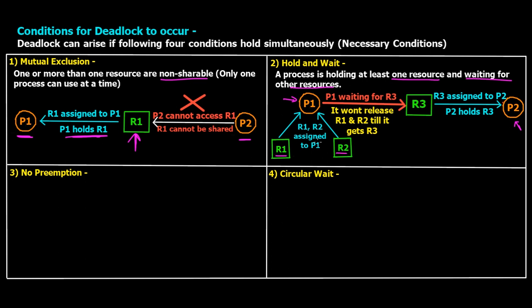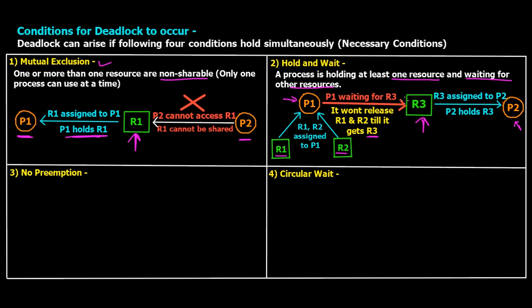Okay, so R1 and R2 are assigned to P1, right? Now P1 wants a third resource, R3. So P1 is waiting for R3, and it won't release R1 and R2 until it gets R3. But R3, this resource over here, is assigned to P2. So P2 holds R3. Since P2 is holding R3, P1 cannot access it and is waiting for R3 because of this mutual exclusion condition.